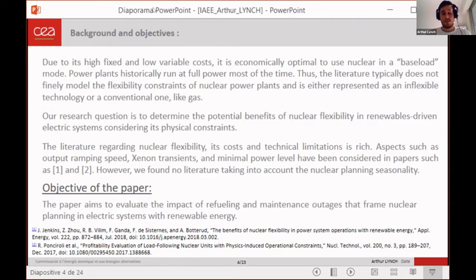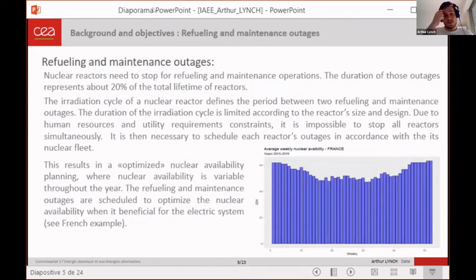So the objective of the paper is to try to evaluate the impact of refueling and maintenance outages that really define nuclear planning seasonality, and to see its impact on electric system operation with renewable energies. Just a quick overview of what refueling and maintenance outages are. Nuclear reactors, contrary to all the thermal technology, most of them need to stop for refueling and maintenance operations. And what differs from all the thermal technology is that the duration of those outages is really long, and it accounts for approximately 20% of the total lifetime of nuclear reactors.